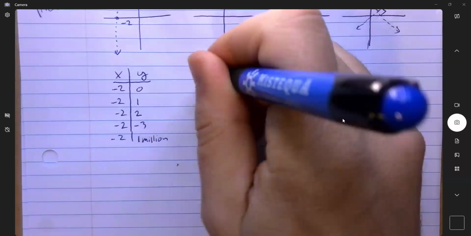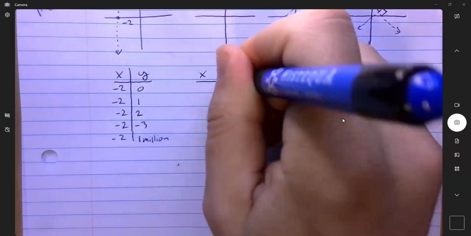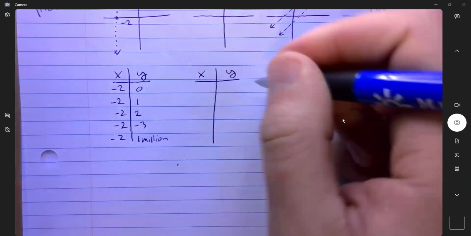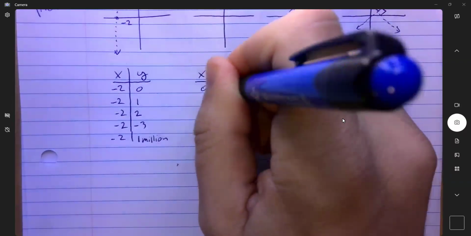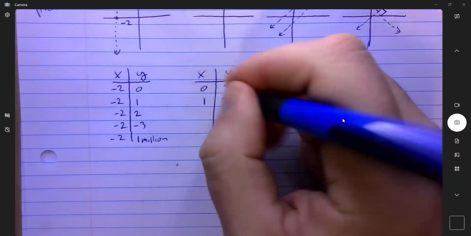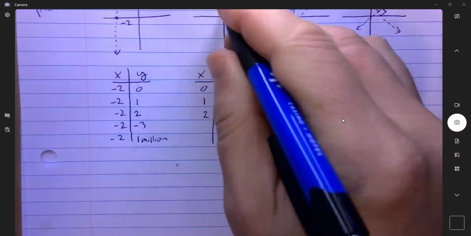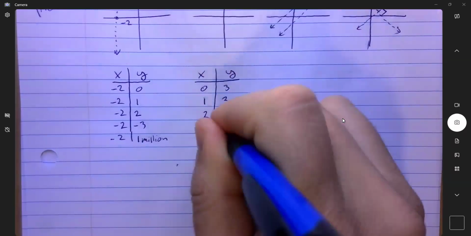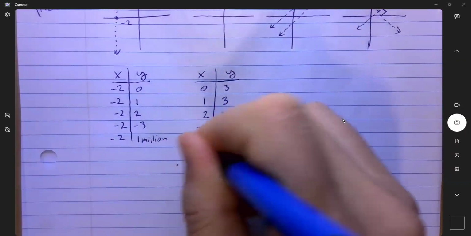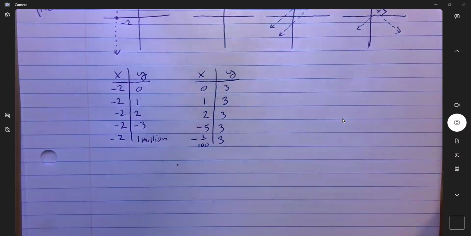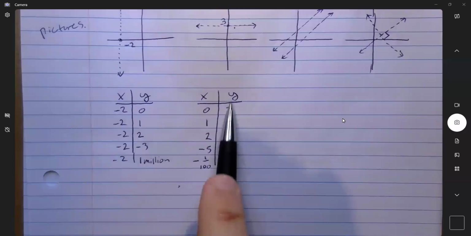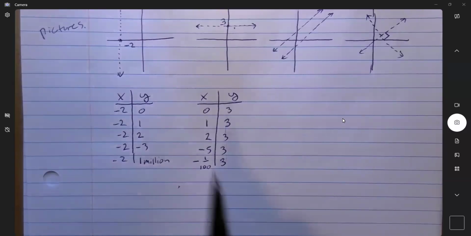Horizontal line, well, let's call this height right there 3. So notice when x is 0, y is 3. But also when x is 1, y is 3. And when x is 2, y is 3. And if x is -5, y is 3. And even if x is -1/100, y is 3. So in a horizontal line, the y value is always a constant number.